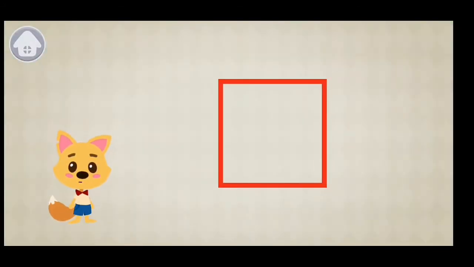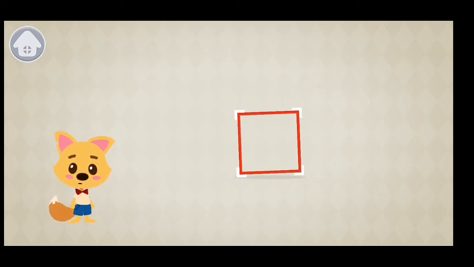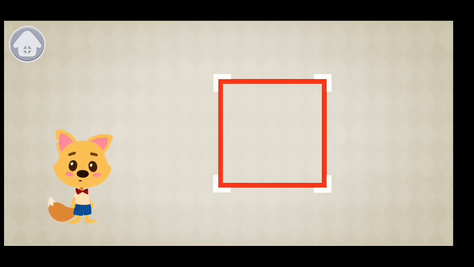This is a square. The square has four angles. 1, 2, 3, 4. That's why the square cannot roll like a circle. All sides of the square are equal. Tap on the square. Super.